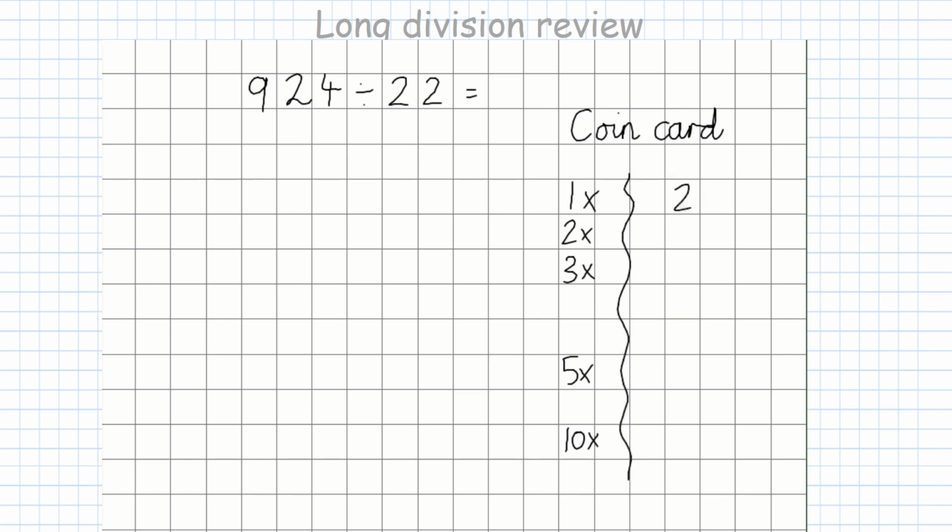So 1 times 22 is 22, 2 times 22 is 44, and then combine the 2 to make 66. 10 times is 220, and 5 times is 110. We'll set up our bus stop and do our code. Divide, multiply, subtract, bring down. So first of all, how many 22s go into 9? It's 0.